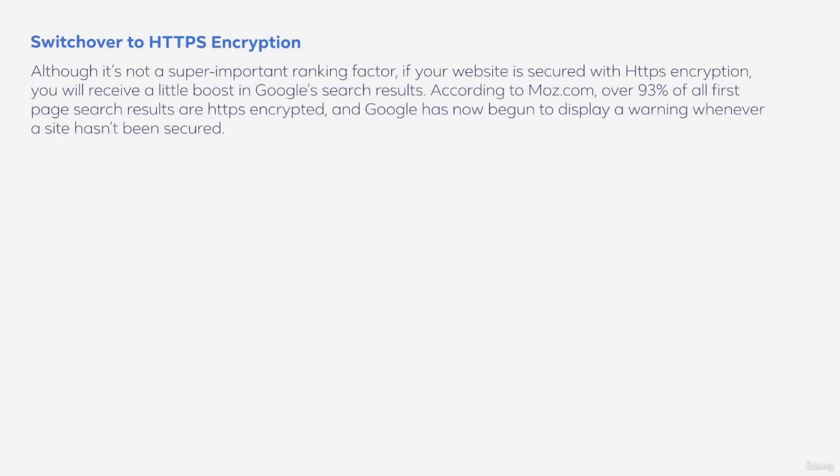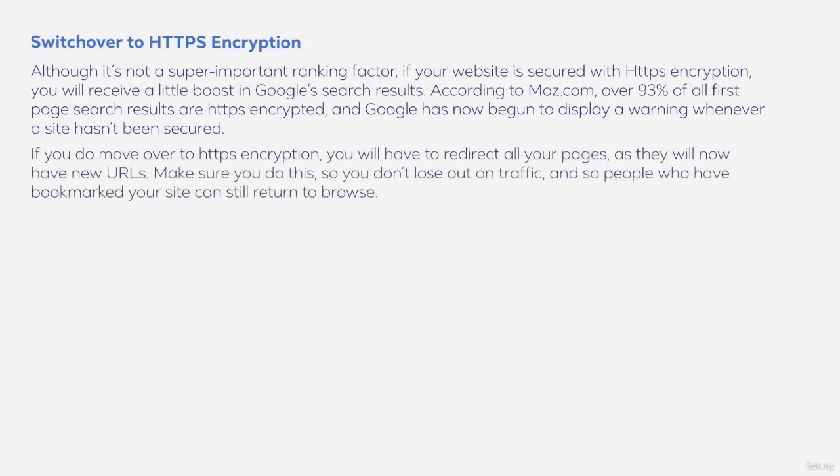Switch over to HTTPS encryption. Although it's not a super important ranking factor, if your website is secured with HTTPS encryption, you will receive a little boost in Google's search results. According to Moz.com, over 93% of all first-page search results are HTTPS encrypted, and Google has now begun to display a warning whenever a site hasn't been secured.